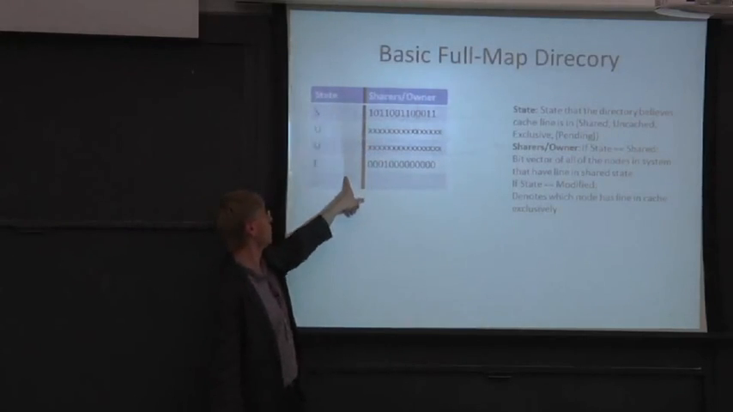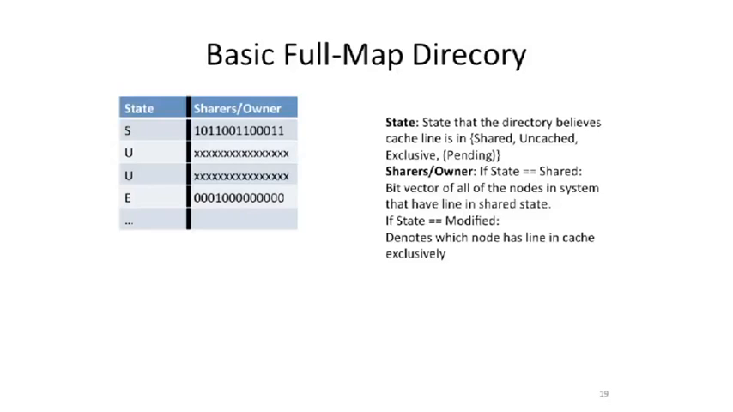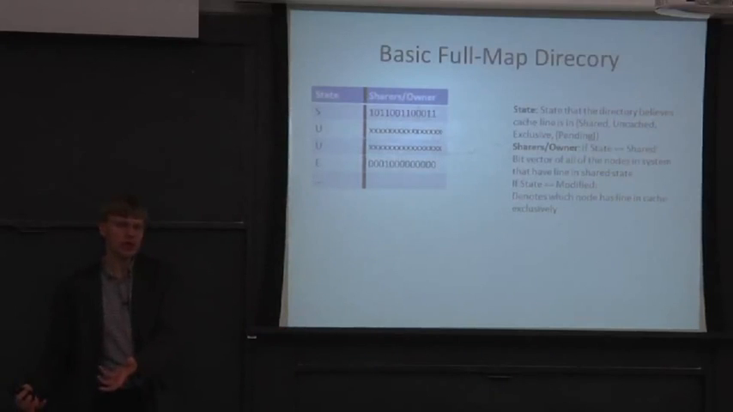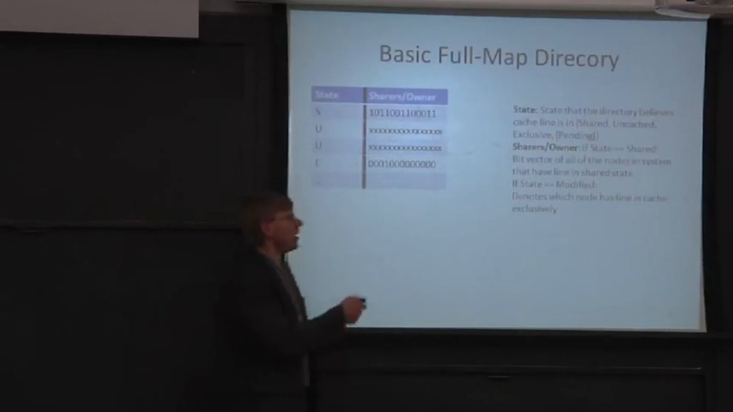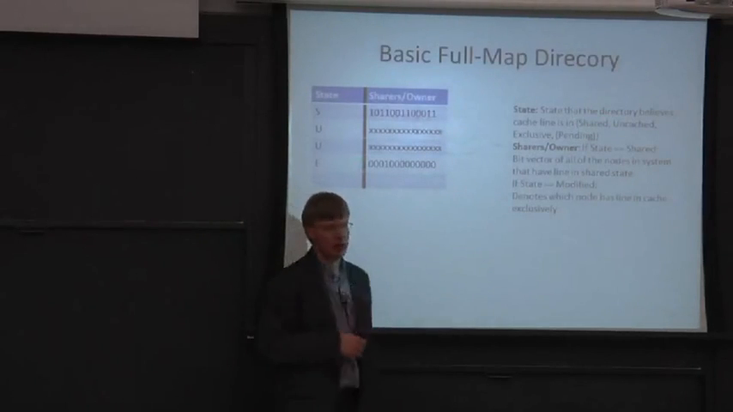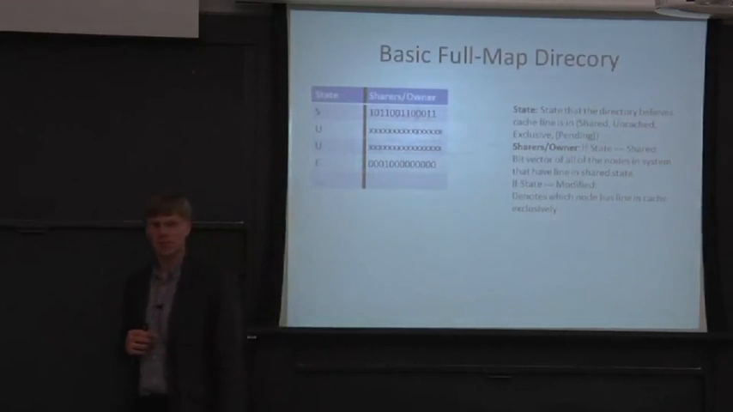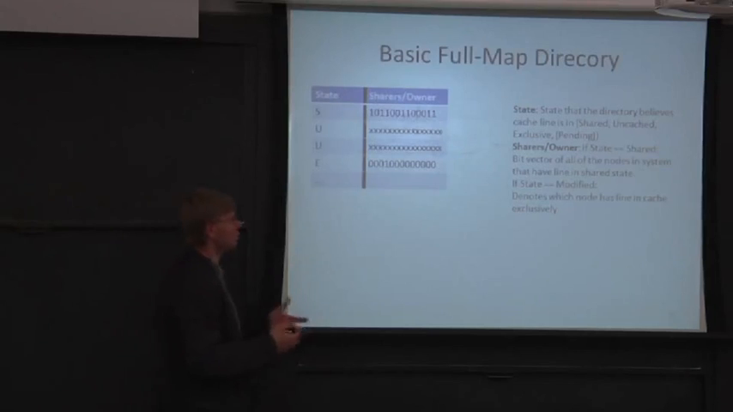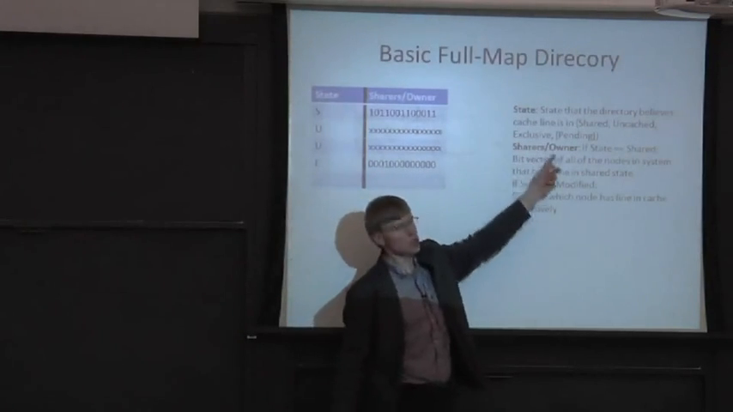And what do we have here? Well, the directory needs to know what state the cache line is in. And we're going to look at 3 different states in our basic protocol here: shared, uncached, and exclusive. So everything starts out as uncached. It's out in main memory. When it gets pulled into a cache as read-only, the directory is going to say, OK, that's now shared. If it gets pulled into a cache read-write, the directory is going to note that as exclusive.